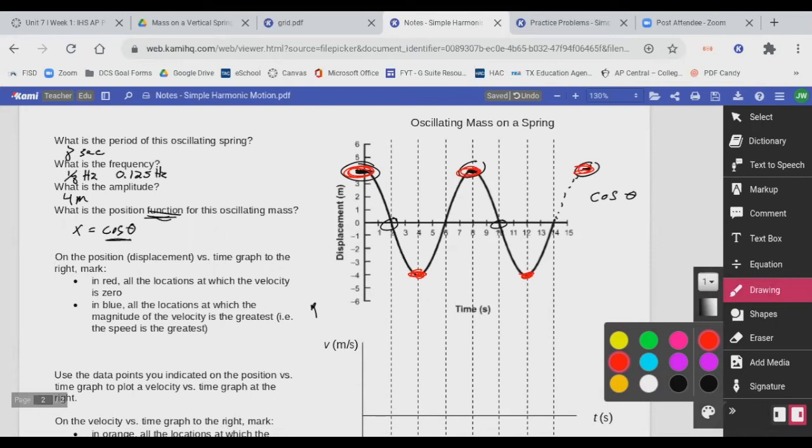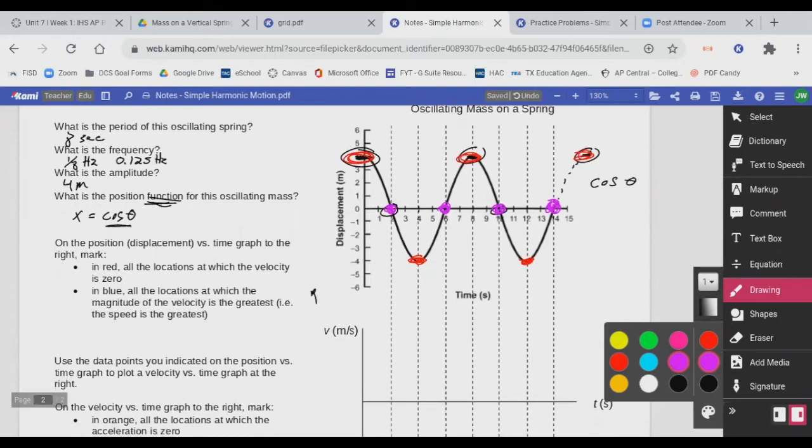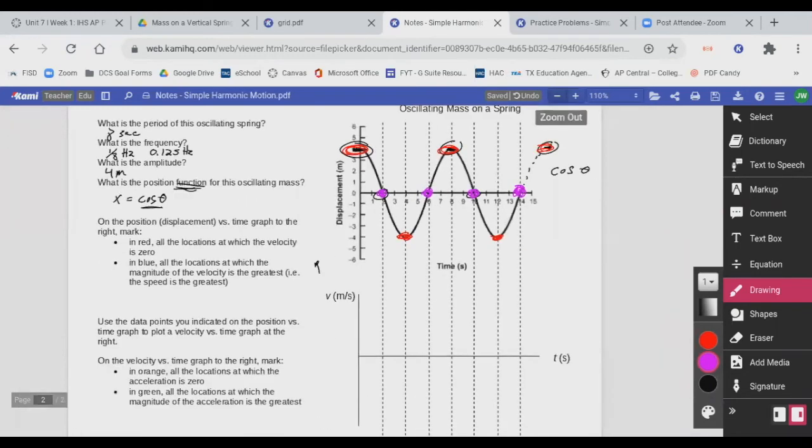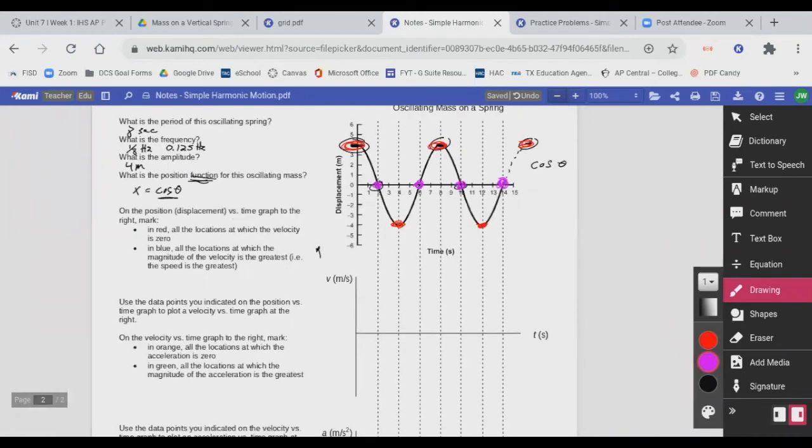In blue, all the locations in which the magnitude of velocity is the greatest. Okay, in blue, well, I've got this color. I'm going to use that color. Well, the location where the velocity is the greatest is at equilibrium. Okay. All right, so we've followed all the directions. We've kind of done that portion. I'm going to scroll this up just a little bit. Actually, if I shrink this in, I can see the next graph. I think that still allows us to kind of see what's going on.